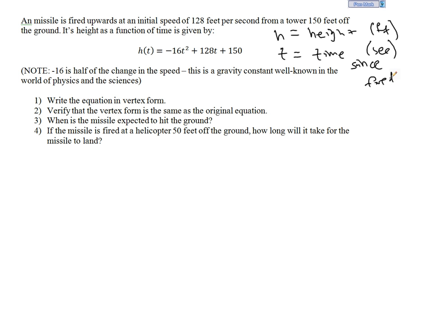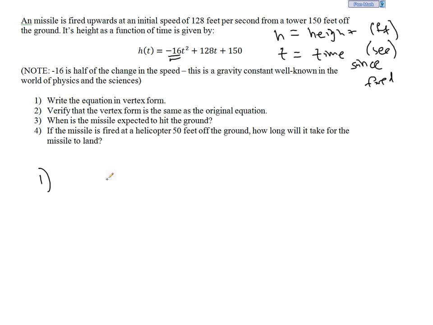Okay, so by the way, negative 16, the reason this is here is because that's a gravity constant. The change in the speed of an object as it's falling is negative 32, so the speed actually increases towards the ground at 32 feet per second every second. First thing we want to do is write the equation in vertex form.